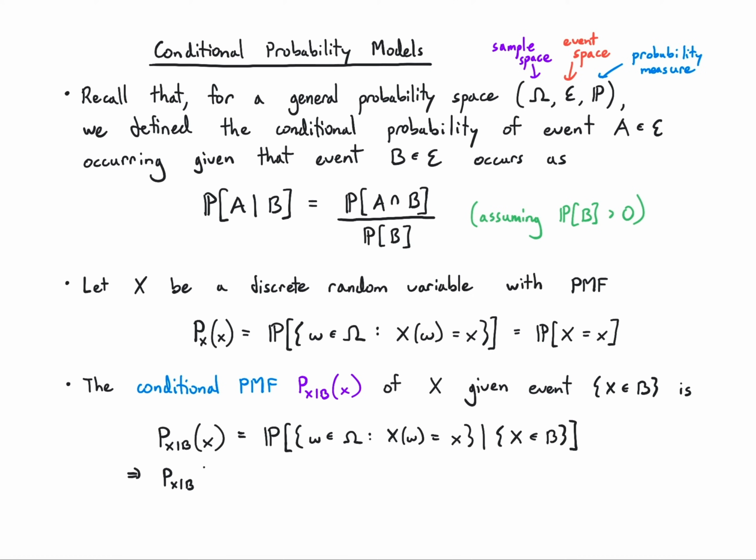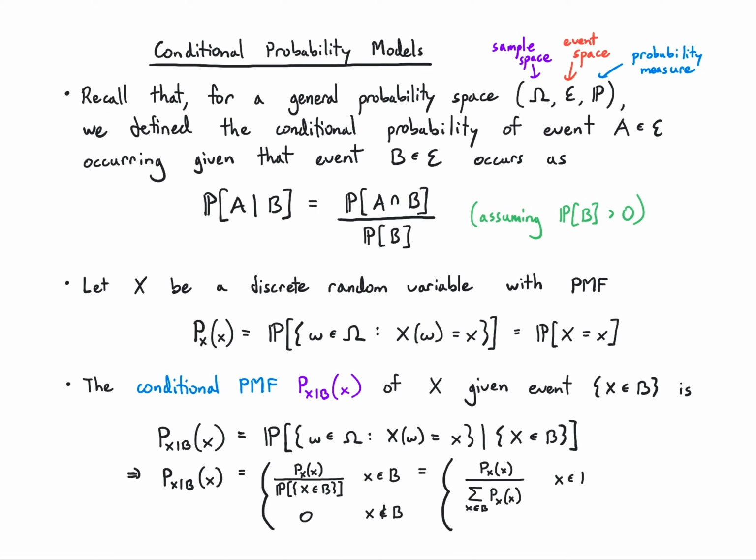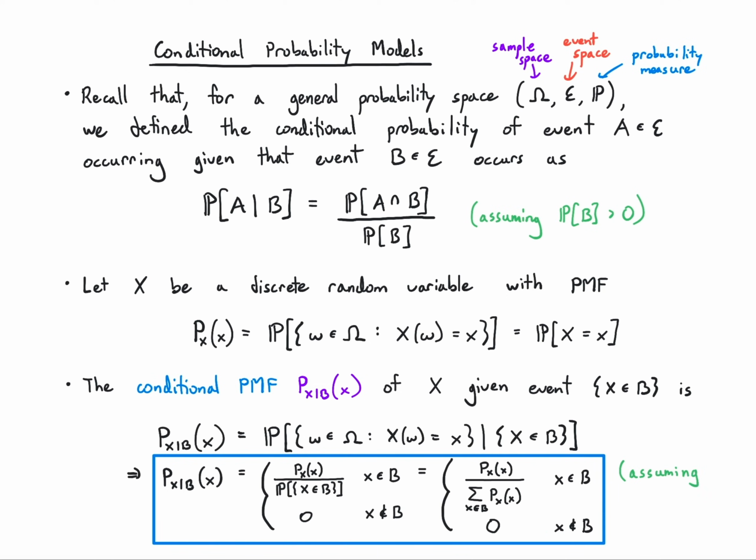So here we go. If x is an element of B, then we write this as the probability of X equals x divided by the probability of X falling into B. And if x is not an element of B, then it's just 0. A different way of writing the same thing is the PMF divided by the sum of the PMF over B, if x is in B, and 0 otherwise. All of this is assuming that the probability of X falling into B is in fact positive, so we're not dividing by 0.